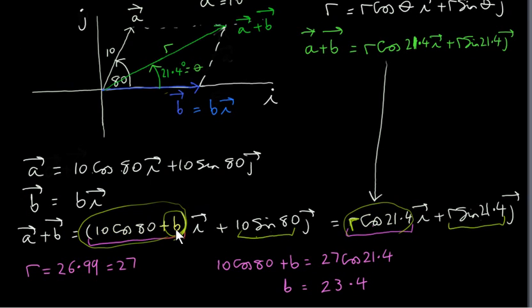We equate the i components. We have 10 cos 80 plus B equals r cos 21.4, or 27 cos 21.4. To get B, we just take the right hand side and subtract 10 cos 80, and I get an answer of 23.4. So now we know what vector B is. Vector B must be 23.4i. It's a vector in the positive i direction, as we were given in the question.